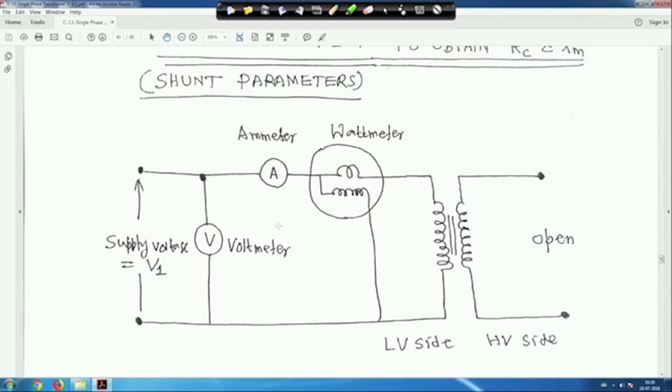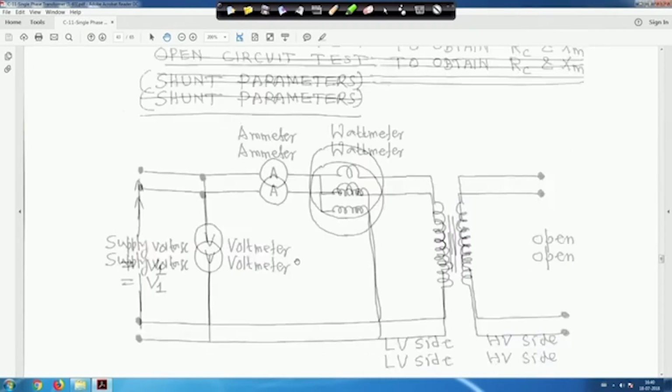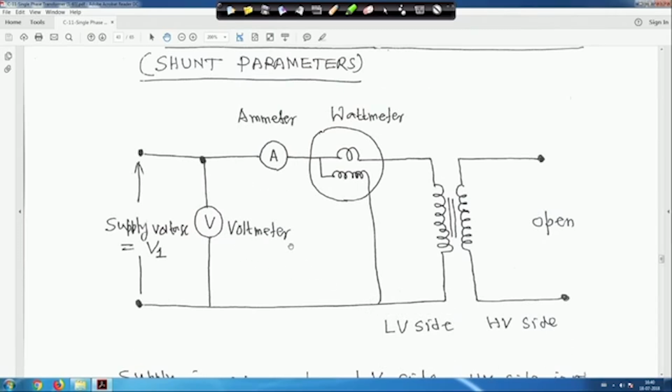Sometimes that voltage level may not be available. The high voltage may not be available in the laboratory, that is why we perform the open circuit test on the low voltage side. So this is the low voltage side for the open circuit test. But the short circuit test in the laboratory we perform on the high voltage side, but let me tell you one thing, it can be done on either side, you will get the same result.